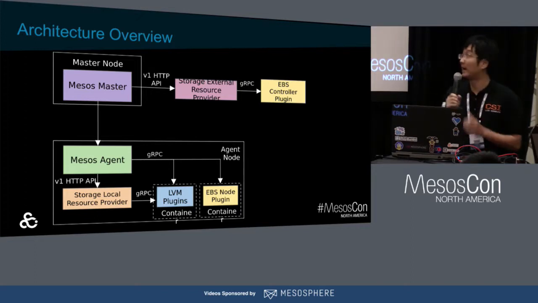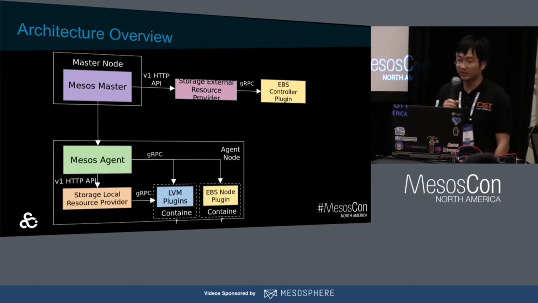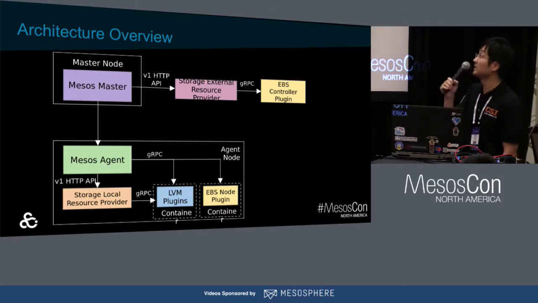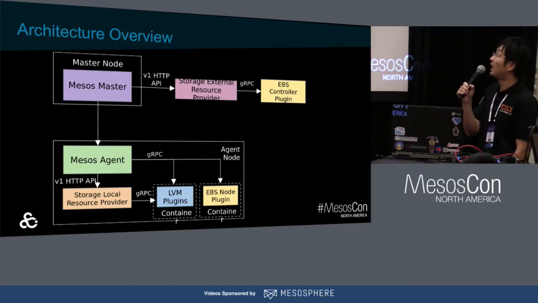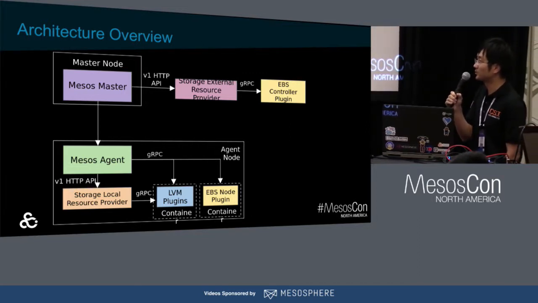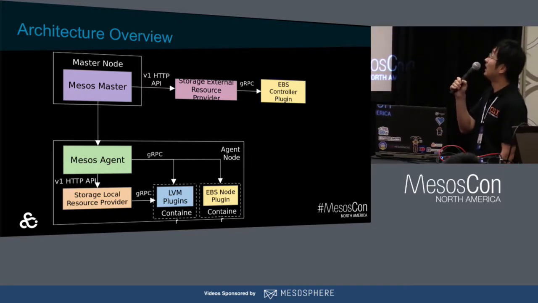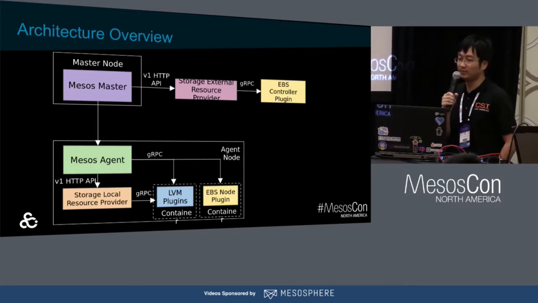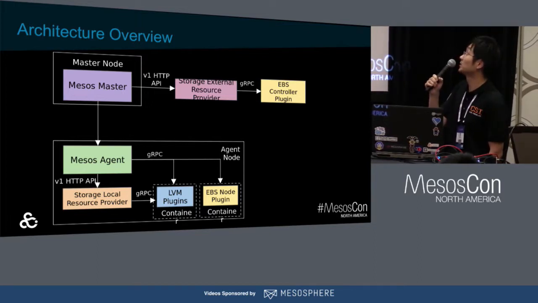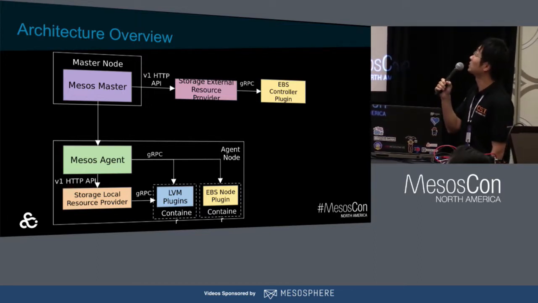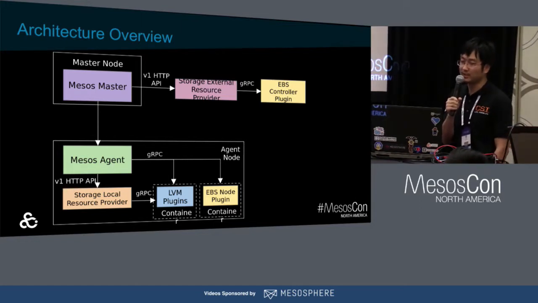So this is the high-level architecture of how we're going to integrate CSI into Mesos. As you can see here, we have a master and agent. We do have two types of resource provider here, external storage resource provider and local storage resource provider. And we do things differently for those two different types. For external ones, we run a controller CSI plugin in a centralized location, probably scheduled by a framework like Marathon or Aurora. The external storage resource provider will use gRPC to talk to the controller plugin.